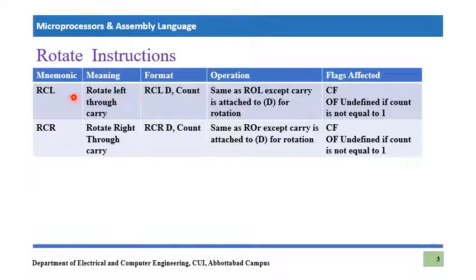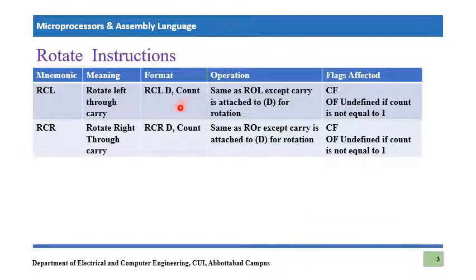Okay, here we are going to discuss a different version of the rotate instruction, basically rotate left through carry and rotate right through carry. The letter C in the mnemonic indicates carry. So this time we are not only rotating the D destination register, we will actually be rotating the destination register with the carry.